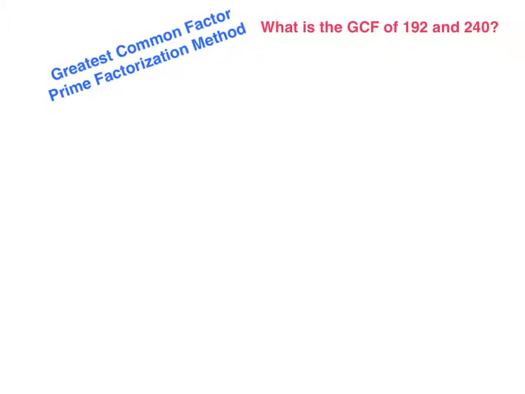Let's do another example. What is the GCF, or greatest common factor, of 192 and 240? This is a good example because it would be very tedious to list all of the factors looking for the common factors, so we're going to use this method. We're going to start by doing a factor tree for 192.